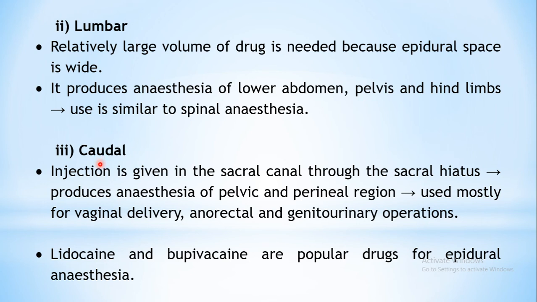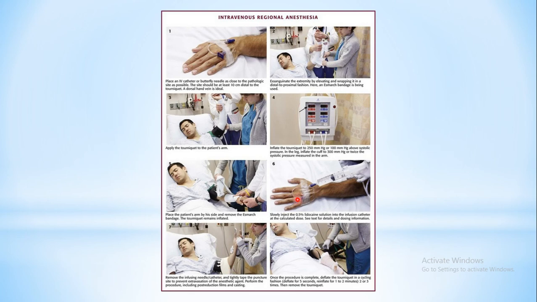Then the next one is the caudal region. Here the injections are given in the sacral canal, through the sacral hiatus. Here the pelvic and perineal regions will be mainly anesthetized, so that any kind of procedures in the pelvic region, say vaginal delivery or anorectal region, rectal region, if some operations are supposed to be carried out, or genitourinary operations, can be carried out by this caudal epidural anesthesia. Drugs which are preferred over here again are lidocaine and bupivacaine. And coming to the last technique, that is intravenous regional anesthesia.